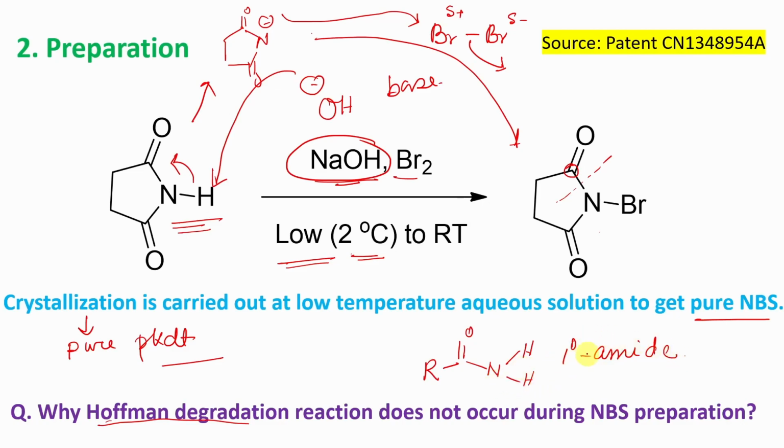So remember, since the Hoffman degradation requires a primary amide and NBS is not primary, this nitrogen is actually a secondary nitrogen, so it's a secondary amide, because if you look here, the nitrogen is attached to two carbons. So the product from this secondary amide, this NBS, cannot be hydrolyzed under this reaction condition, so the reaction will stop here.